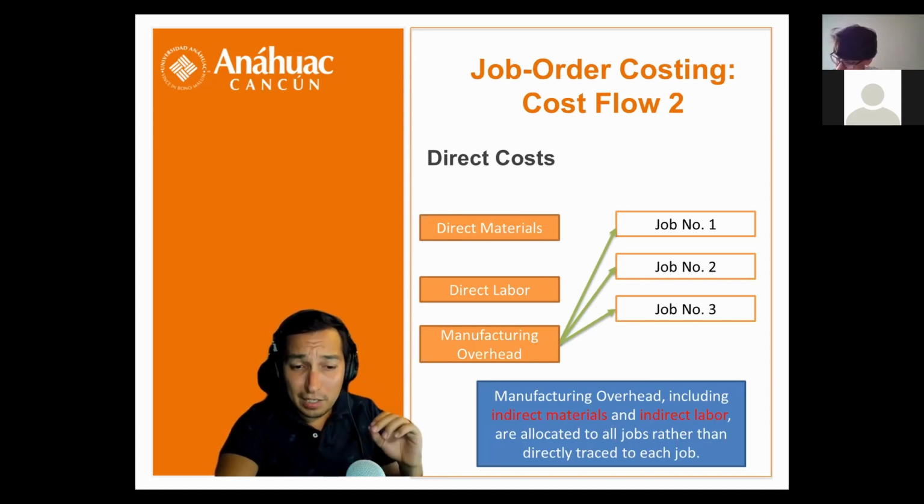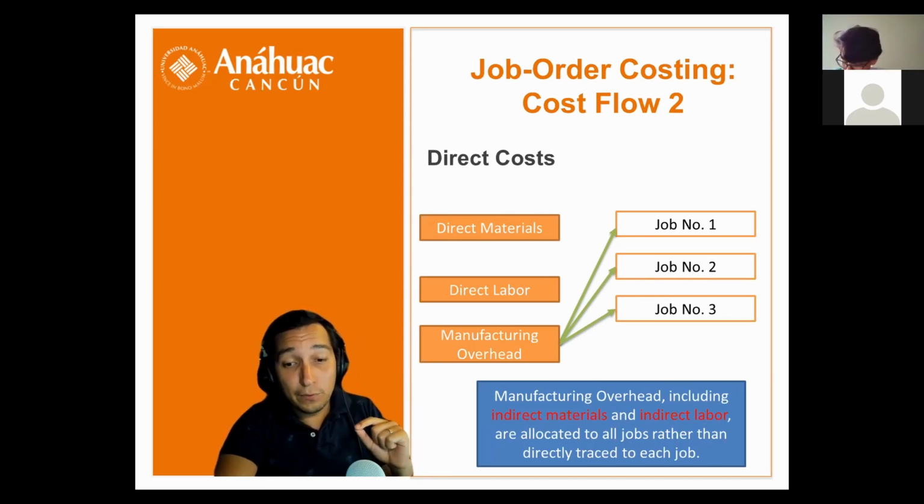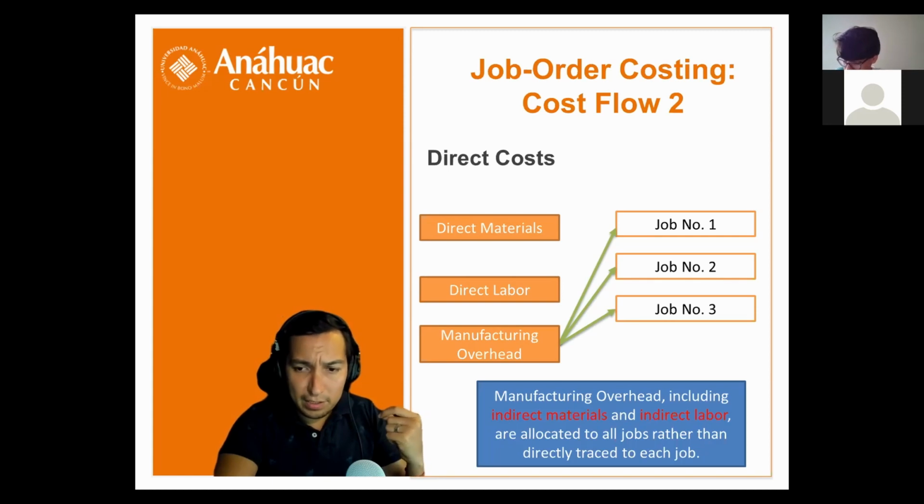So all of that's going to be accumulated in the MO bucket, and then we're going to allocate MO, where we're going to apply MO based on an allocation basis that I will teach you how to do, selecting the allocation basis to those jobs that we can trace more directly. There's a reason it's called indirect costs. It's not easily and conveniently traceable. So we're going to put it all together in the MO bucket, and then we're going to come up with one method of allocating the MO over to those jobs.